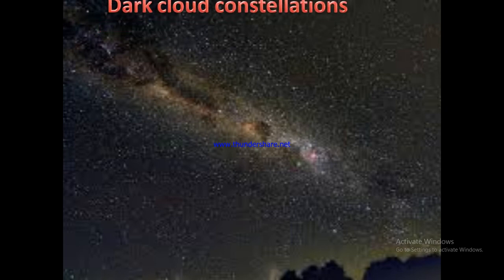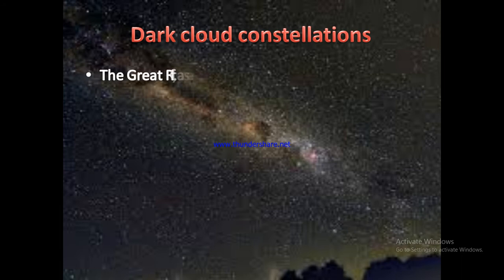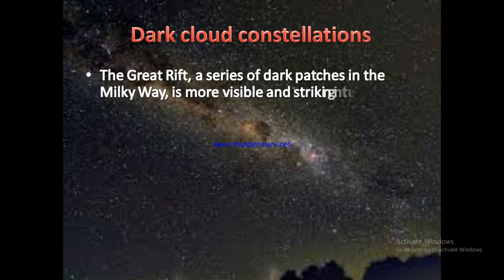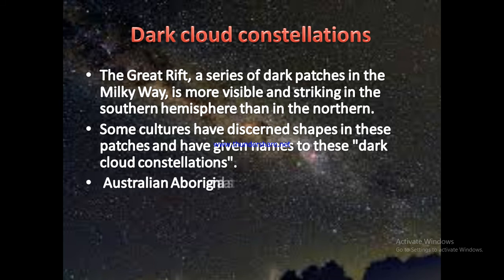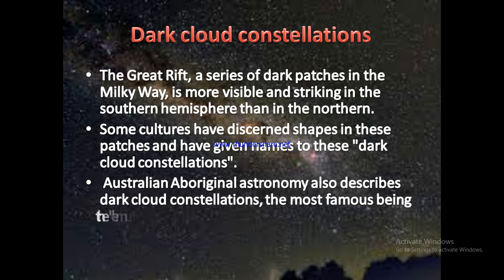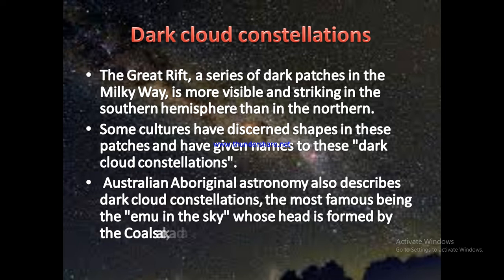Dark cloud constellations. The Great Rift, a series of dark patches in the Milky Way, is more visible and striking in the southern hemisphere than in the northern hemisphere. Some cultures have discerned shapes in these patches and have given names to these dark cloud constellations. Australian Aboriginal astronomy also describes dark cloud constellations, the most famous being the Emu in the sky, whose head is formed by the Coalsack, a dark nebula instead of stars.